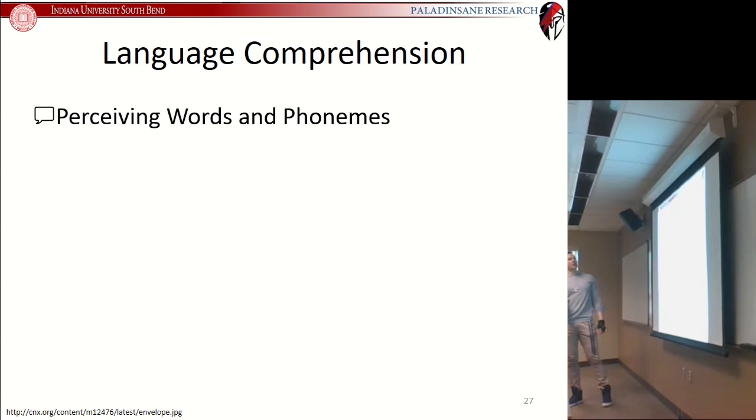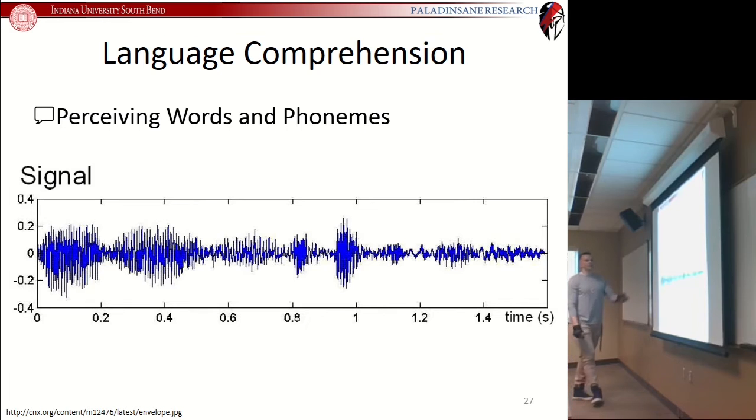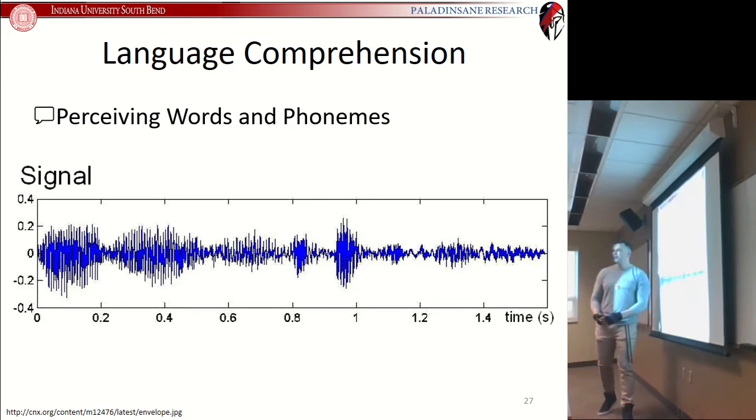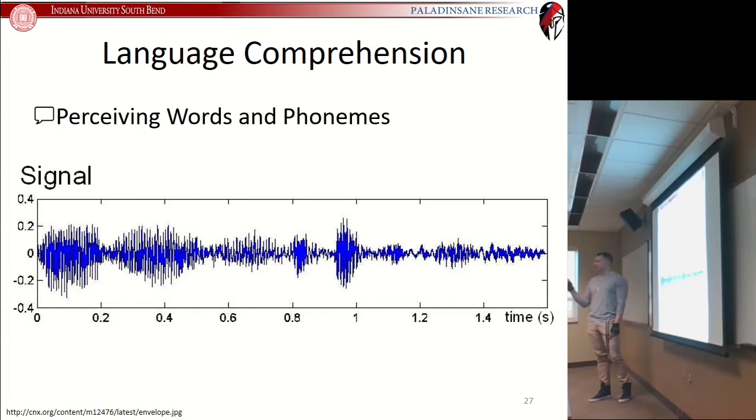So we're going to take a look at words and phonemes, and we're going to see how a signal, an auditory signal, is actually broken up into these words and phonemes. So a phoneme is an important unit of language. It is the smallest unit of language that actually carries meaning. So it's like the sound. In some languages, it's a click, right? It's these smallest units that contain meaning. So this is a signal over here, and we're going to see that it's very challenging to parse this signal into its different units.